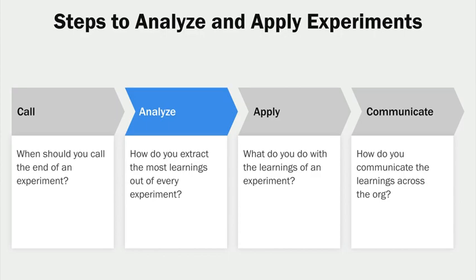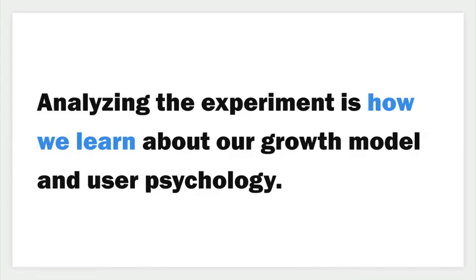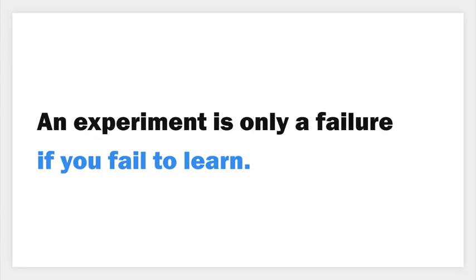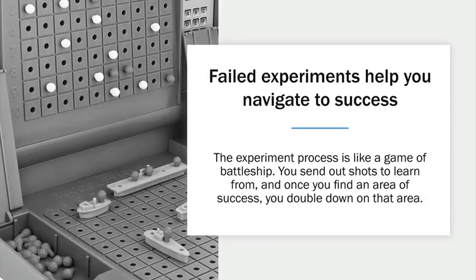The key question here is, how do you extract the most learnings out of every experiment? Analyzing the experiment is how we learn about our growth model and user psychology, but in practice, typically less than 25% of all experiments produce a success, meaning that it improves the variable that we are targeting. But that doesn't mean that we've necessarily failed within an experiment. An experiment is only a failure if you failed to learn, because we use failed experiments to help navigate to success. We use the analogy of a battleship game where we throw out experiments as different shots to learn, but once we find an area of success, we hone in and double down on that area.